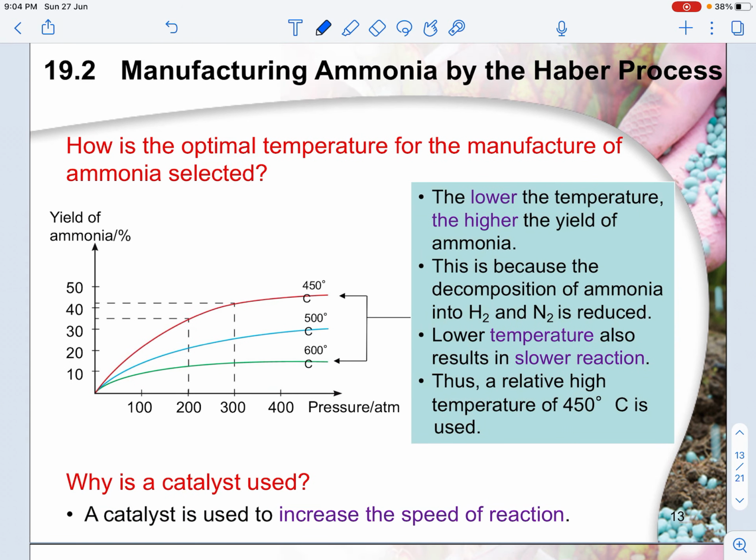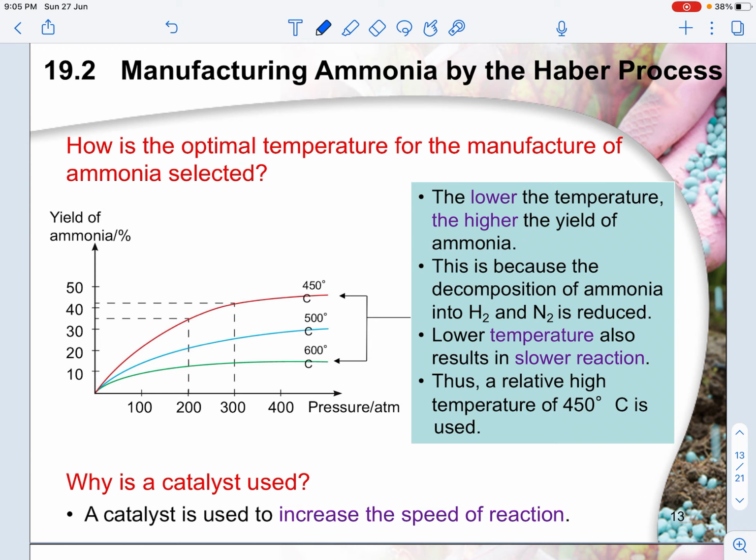Secondly is the optimum temperature. You do the same thing but try it at different temperatures. And you realize that the lower the temperature, the higher the yield of ammonia. This is because the decomposition of ammonia into hydrogen and nitrogen is also reduced. As too high a temperature may not be suitable as well. But one of the drawbacks of having too low a temperature is that your reaction will be very slow because of the low kinetic energy available for the speed of reaction.